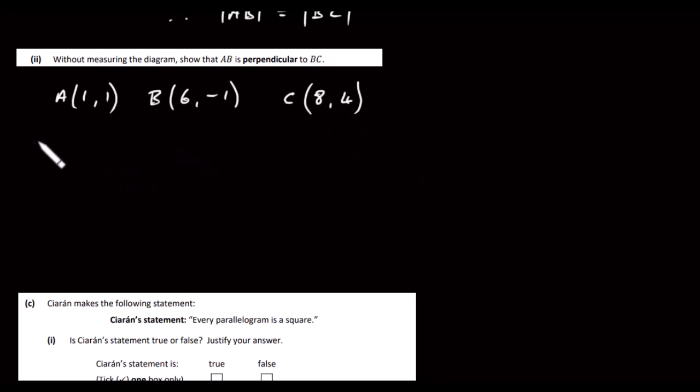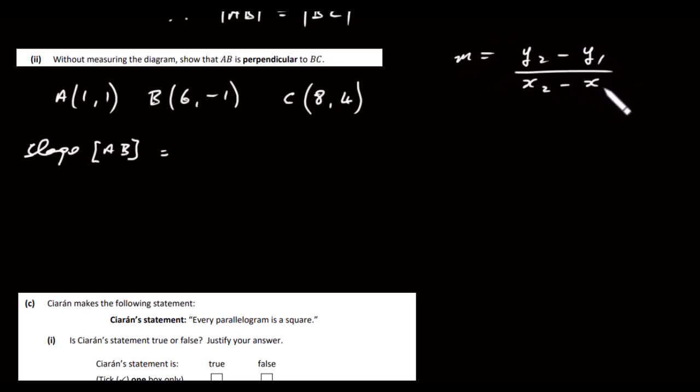So we need to look at slopes here. So we want the slope of AB first of all. The formula again is in your log tables. It's y2 minus y1 over x2 minus x1 here. So I'm going to say y2 is going to be this one here, and this is y1. So it's going to be minus 1 minus 1 over x2 minus x1, which is 6 minus 1. So that gives me minus 2 over 5.